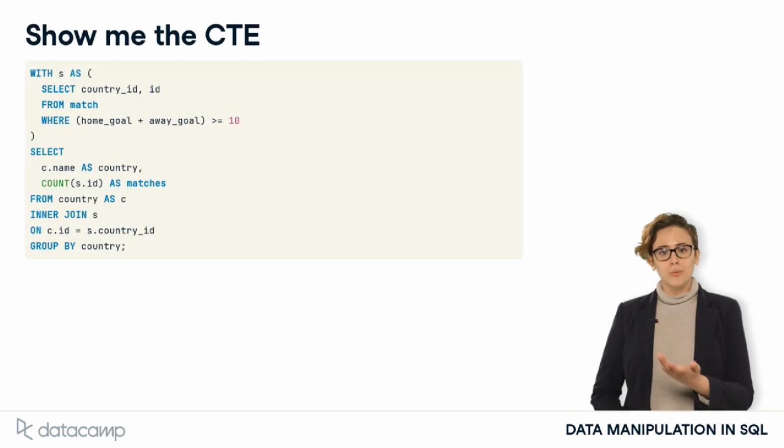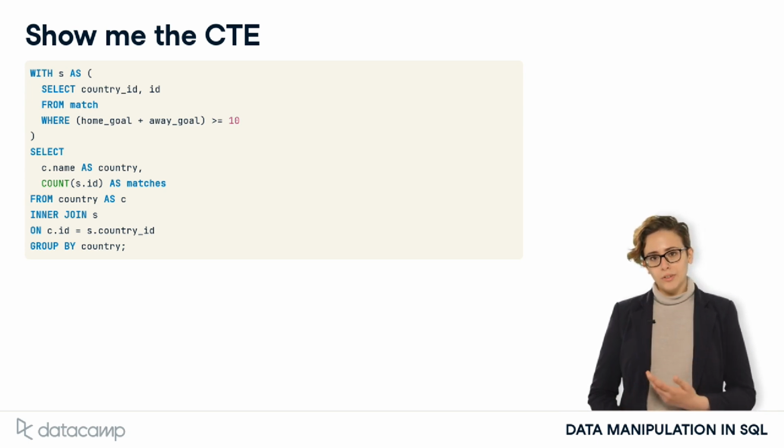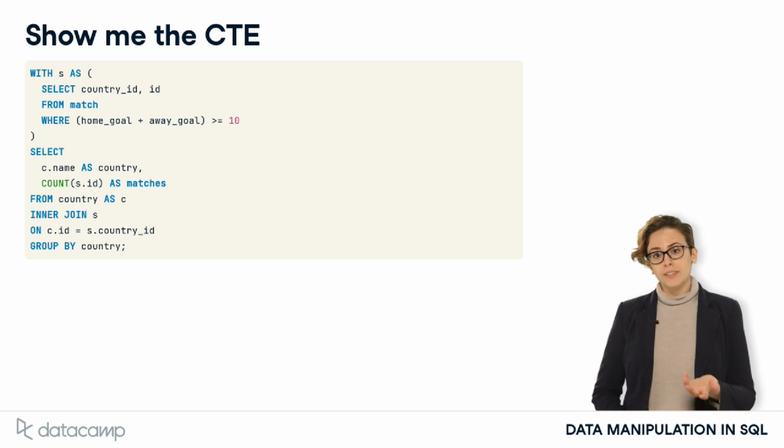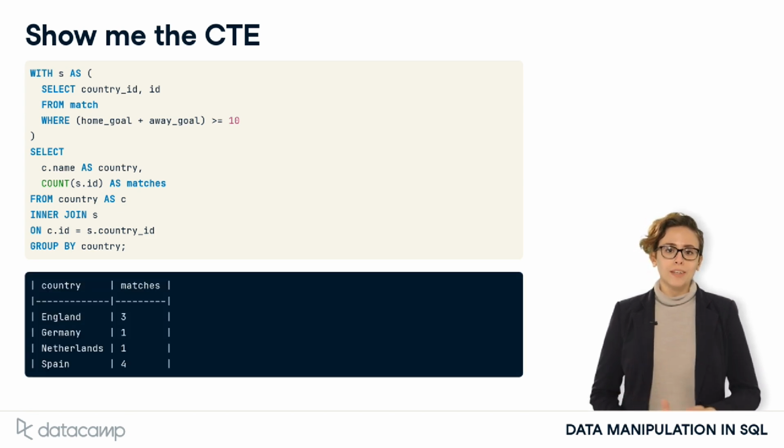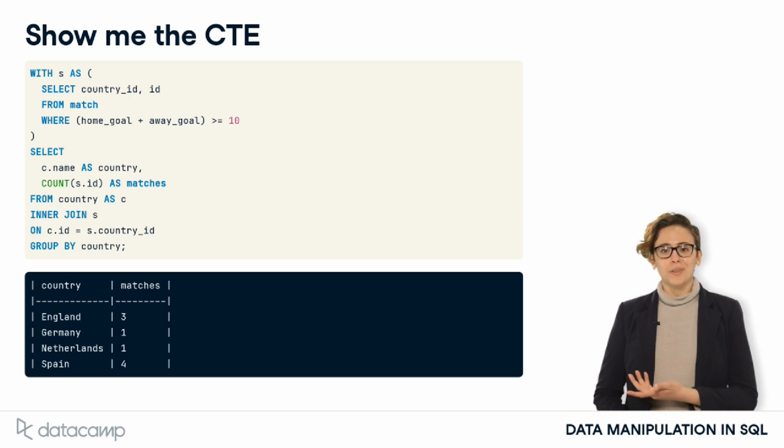Finally, complete the rest of the query the same way you would if the CTE were an existing table in the database. You select the country name from the country table, count the number of matches in the CTE S, join S to the country table, and then group the results by the country name's alias. The results, you guessed it, are identical to the previous query setup.